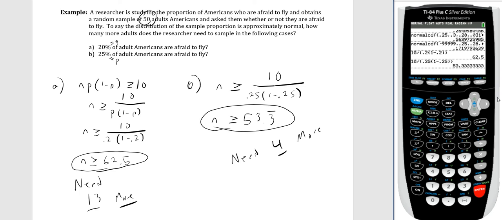All right, so that covers it for Chapter 8. Notice that 8.2 and 8.1 are working with the same situations. We're still working with normal CDF. We're still working with inverse norm if necessary. So all of those are still the same. The only differences are that we now need to check to see if they are normally distributed first, and that we may need to adjust the standard deviations. So those are the main differences to take away from this.